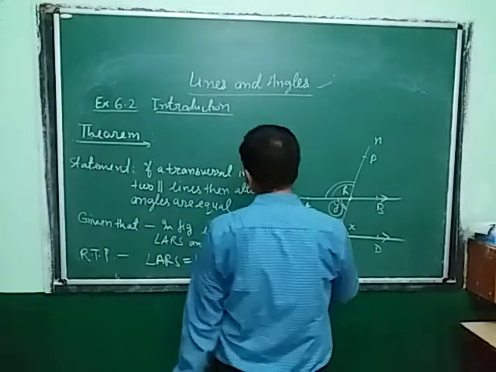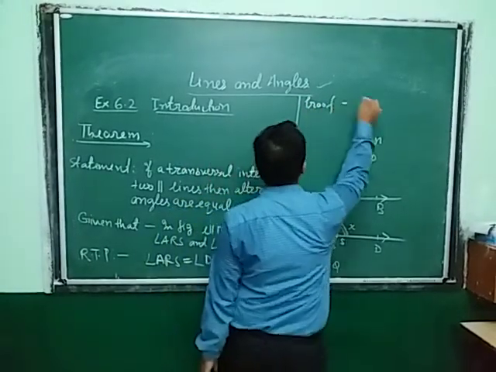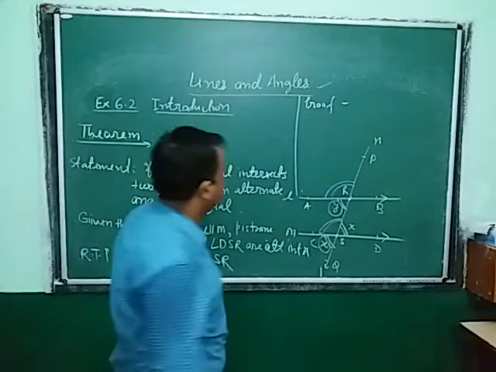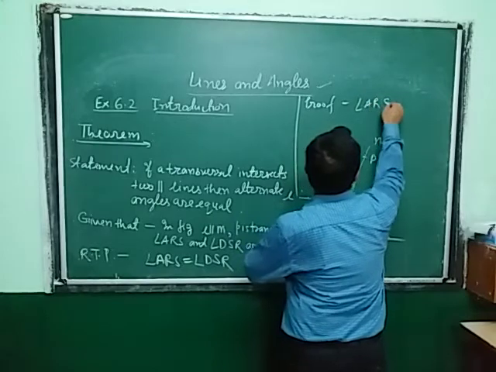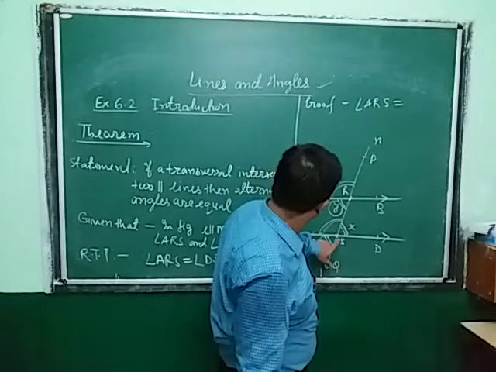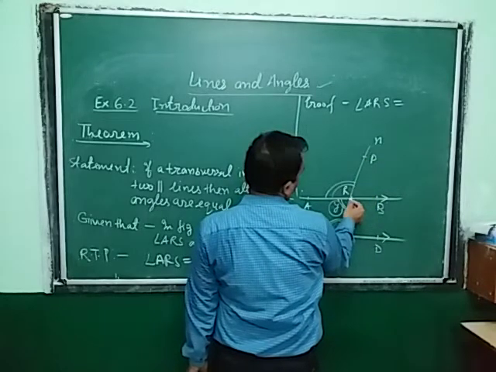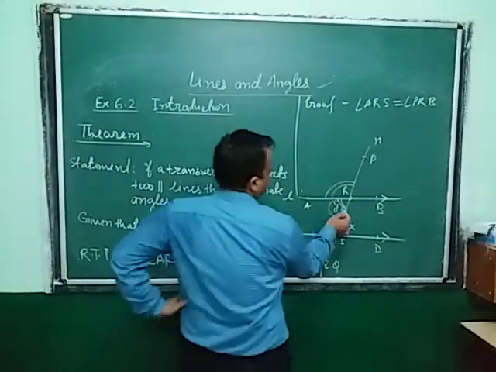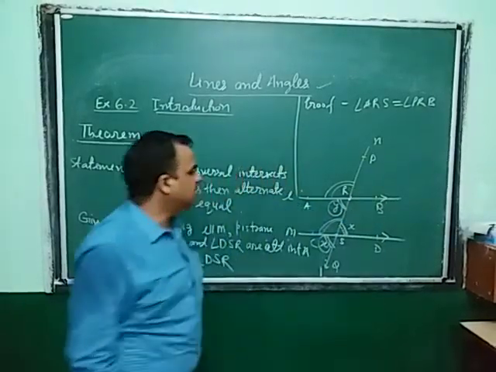So let me write the proof here. We have very little space, so let us have the proof. Look at this. Let us start with angle ARS. Angle ARS is equal to angle PRB. Is it clear? Because ARS and PRB are vertically opposite angles, so they are equal.